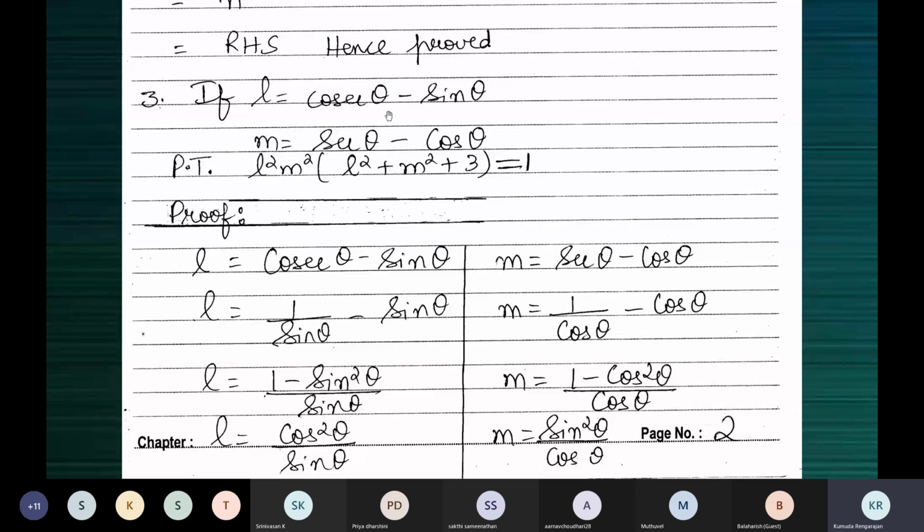So L is equal to cosecant theta minus sine theta. M is equal to secant theta minus cos theta. Prove that the value of this expression is 1. Now in the earlier two questions, we saw that the expressions were in terms of sine and cos.